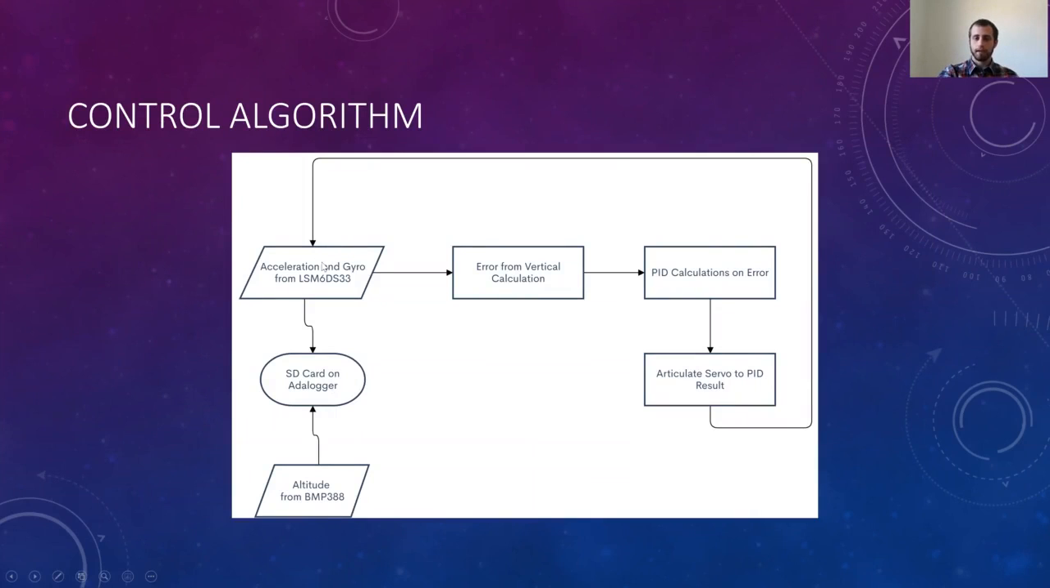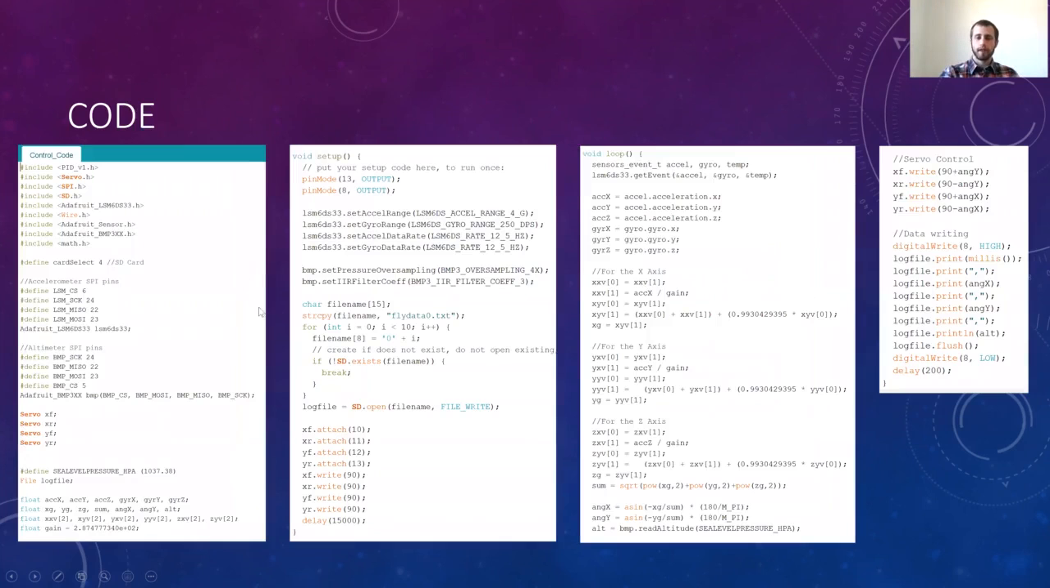Now, the goal was to take the data, record both the altitude and the acceleration data for later calculations, but also take the acceleration data and find the error from the vertical. Then use a feedback control to calculate what to do with the wings in order to fix that error, and move the servos to move the wings. Repeat. Now, this is the code implementation for that. Essentially, it says the same thing as the flowchart.